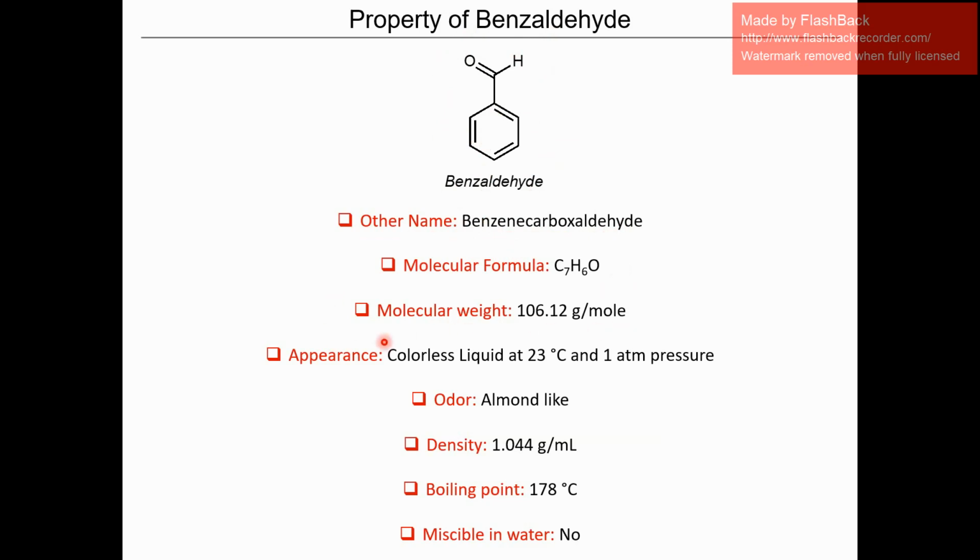Benzaldehyde is a colorless liquid, and the density is a very important physical property that we're going to be using for this lab, since when we are talking about extractions, we need to compare the densities of the liquids that we're going to separate. In this case, the density of this one is 1.044, which is slightly higher than the density of water. That is the other liquid that we're going to be using in this lab. Water has a density of 1.